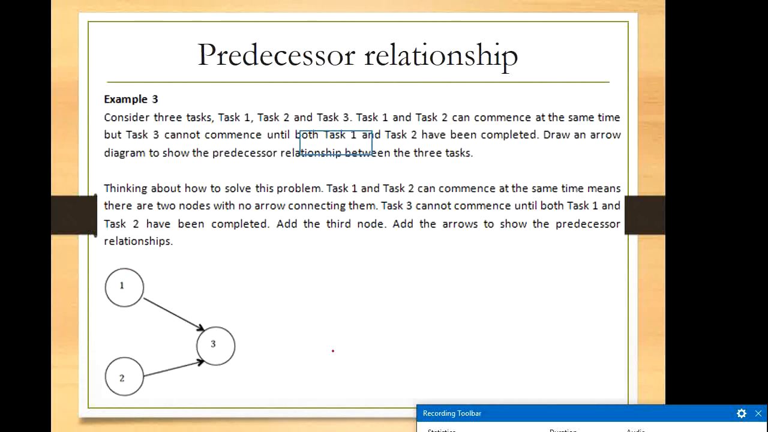Consider 3 tasks, task 1, 2, 3, and task 1 and 2 can commence at the same time, but task 3 cannot commence until both task 1 and 2 complete. Draw a network diagram to show the predecessor relationship. Suppose this is activity on node, task 1, task 2. So 3 commences only when these 2 are completed.